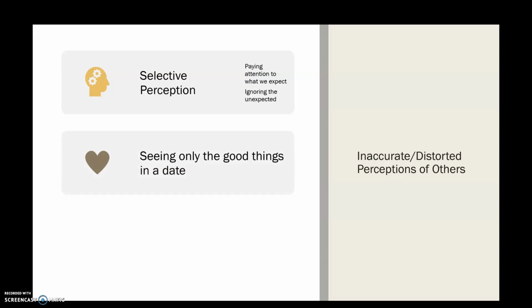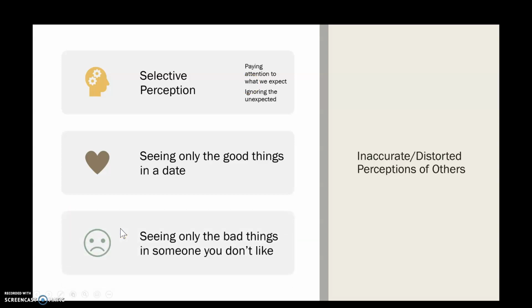So you're on your first date and you don't notice that he chews with his mouth open, or she chews with her mouth open, or the constantly looking at their phone. You're just like, oh, but so cute. You know, that kind of thing. That would be selective perception. It's also seeing only the bad things in someone you don't like.